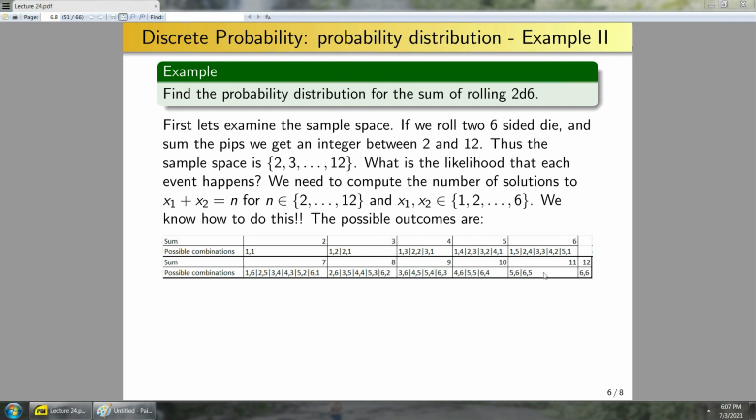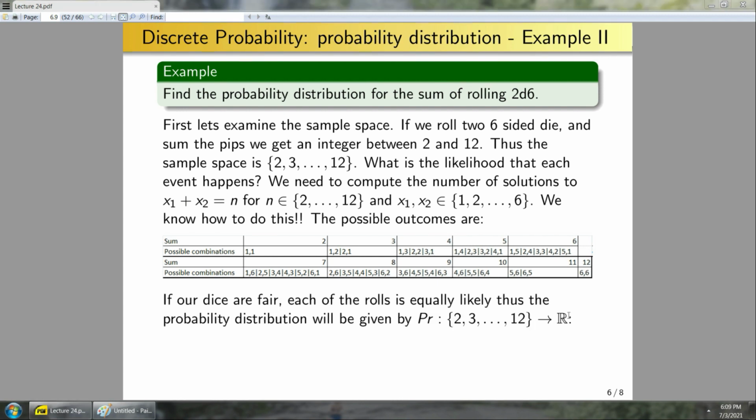So now if I want to build the probability distribution function, I want to know how often I will get a 2, a 3, a 12, etc. So I need to know the probability of each of these individual events under each one of these little boxes. So if our dice is fair, then each one of these rolls listed here is equally likely, and thus the probability distribution will be given by this function PR that takes an element of this set and maps it to R. So this probability function would be given by what?